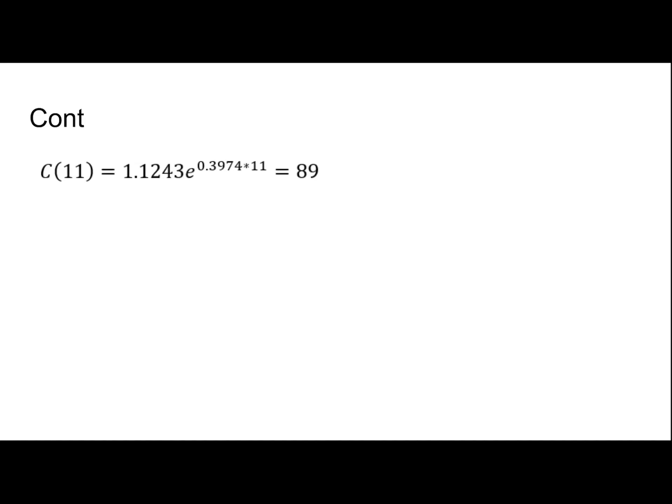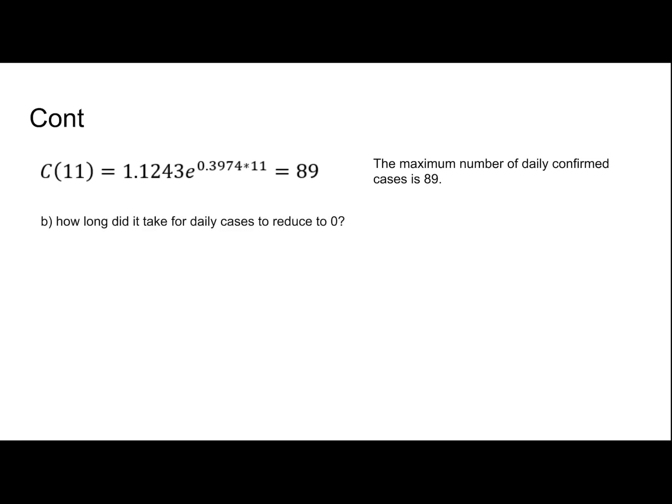Once it starts decreasing, then it can no longer be the highest number of daily confirmed cases, right? So the maximum number of daily confirmed cases has to occur at 11 days, because that's when the growing of the cases stops. If you substitute 11 into the equation, you should find that your value comes out to be 88.99, which is about 89. So we'll say the maximum number of daily confirmed cases in New Zealand is 89, on day 11.